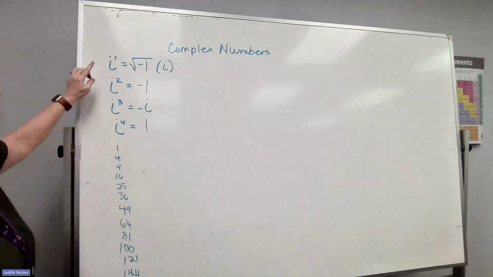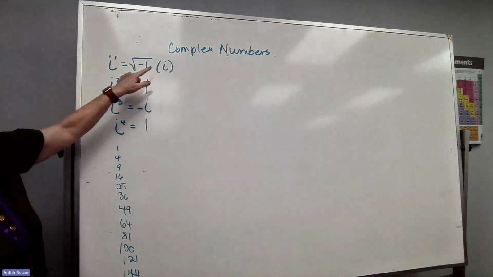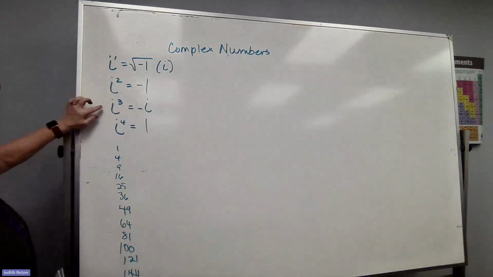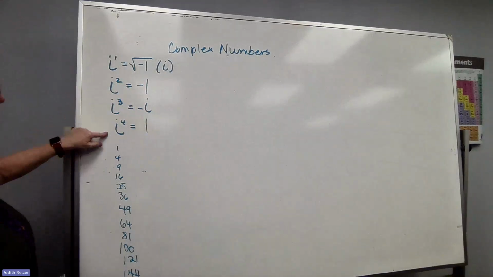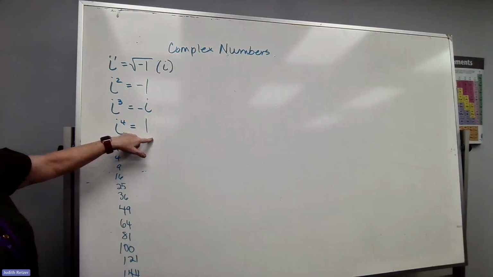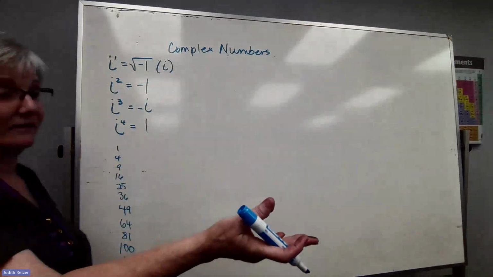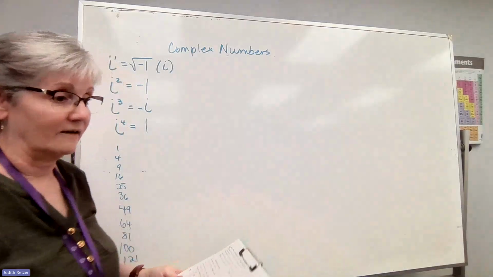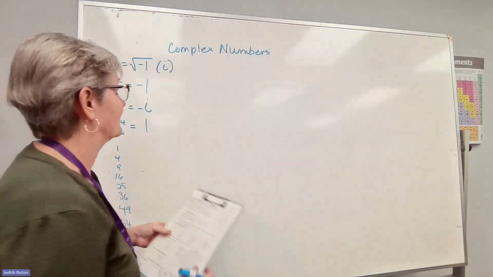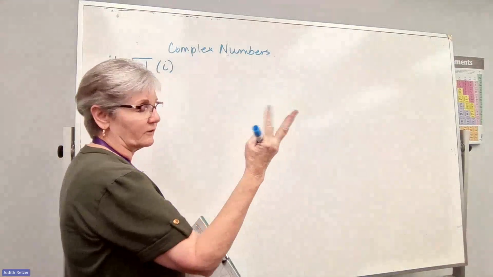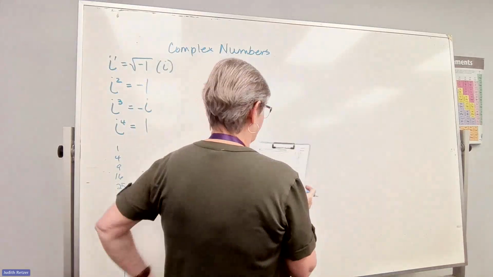Then it repeats. i to the 5th is i. i to the 6th is -1. i to the 7th is -i. i to the 8th is 1. And it repeats. i to the 9th is i. So you have a chart there in your notes that gives you all of those iterations. You have 4 different iterations of this imaginary unit.